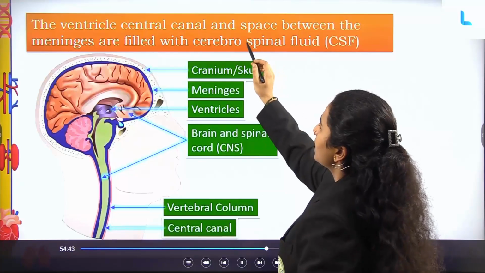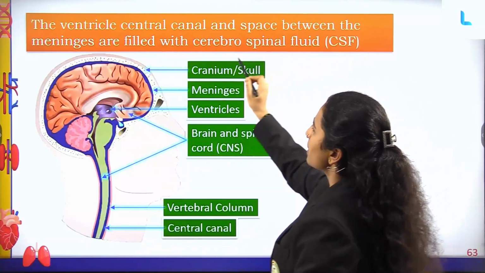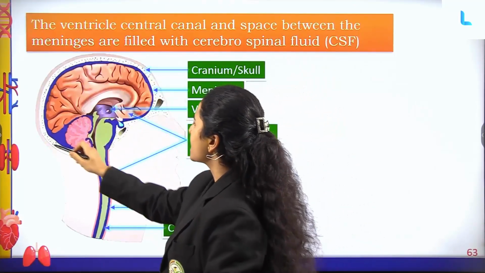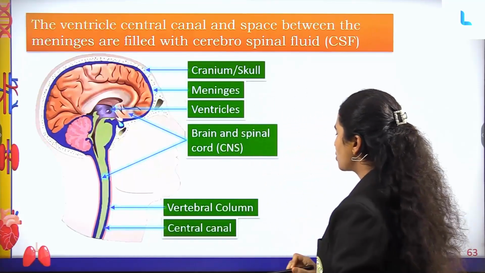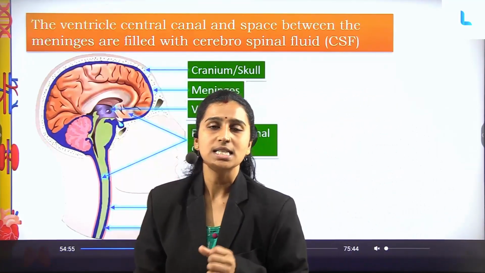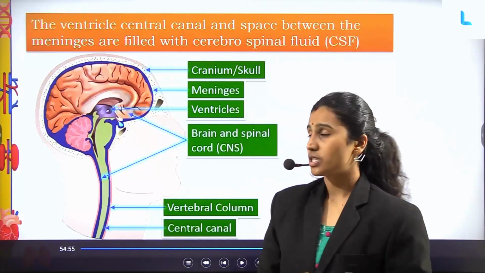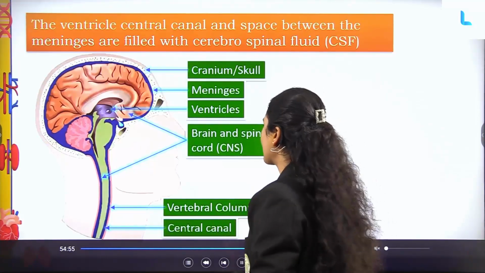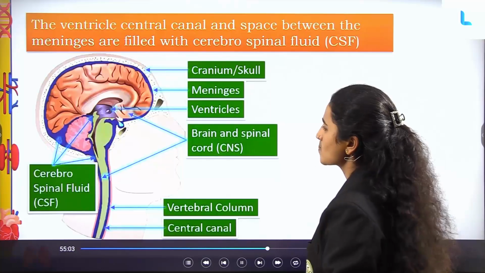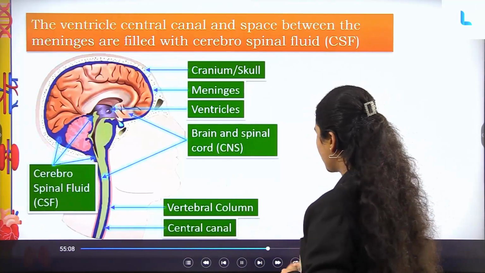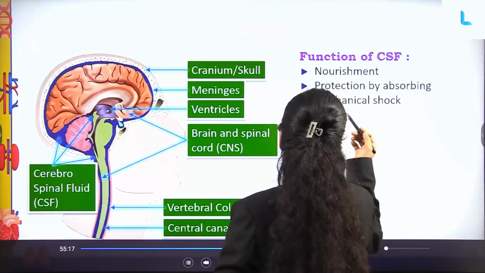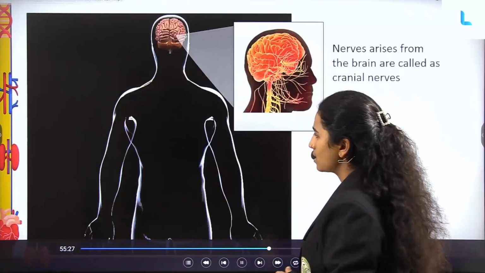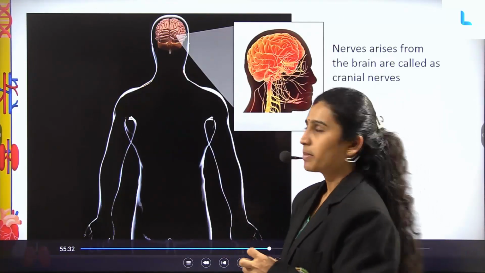Now the ventricles, central canal and the space between the meninges are filled with cerebrospinal fluid. So the blue dot is the CSF, cerebrospinal fluid. CSF techniques are very useful to check any infections related to the brain or the central nervous system. The functions of CSF are nourishment and protection by absorbing the mechanical shocks of a person.